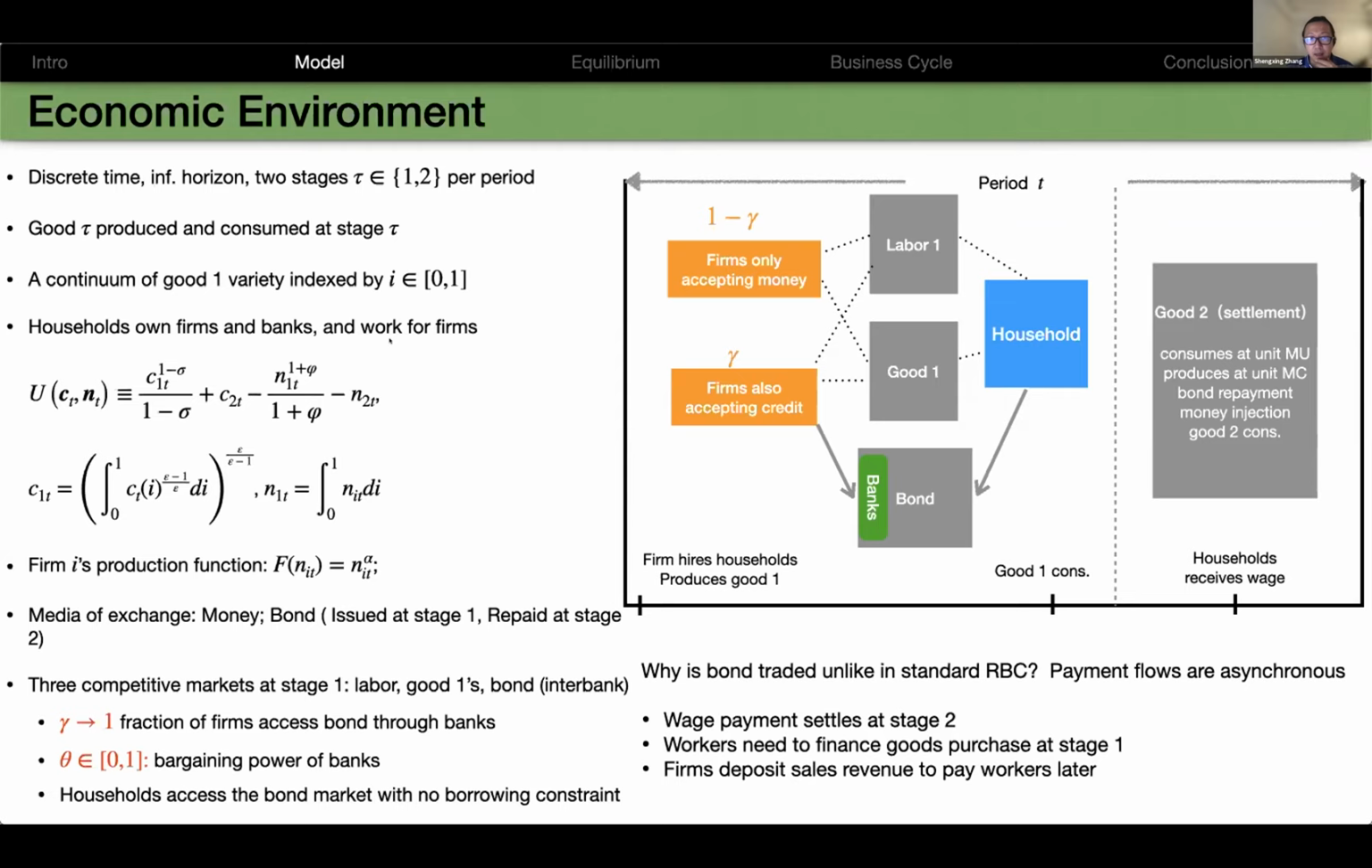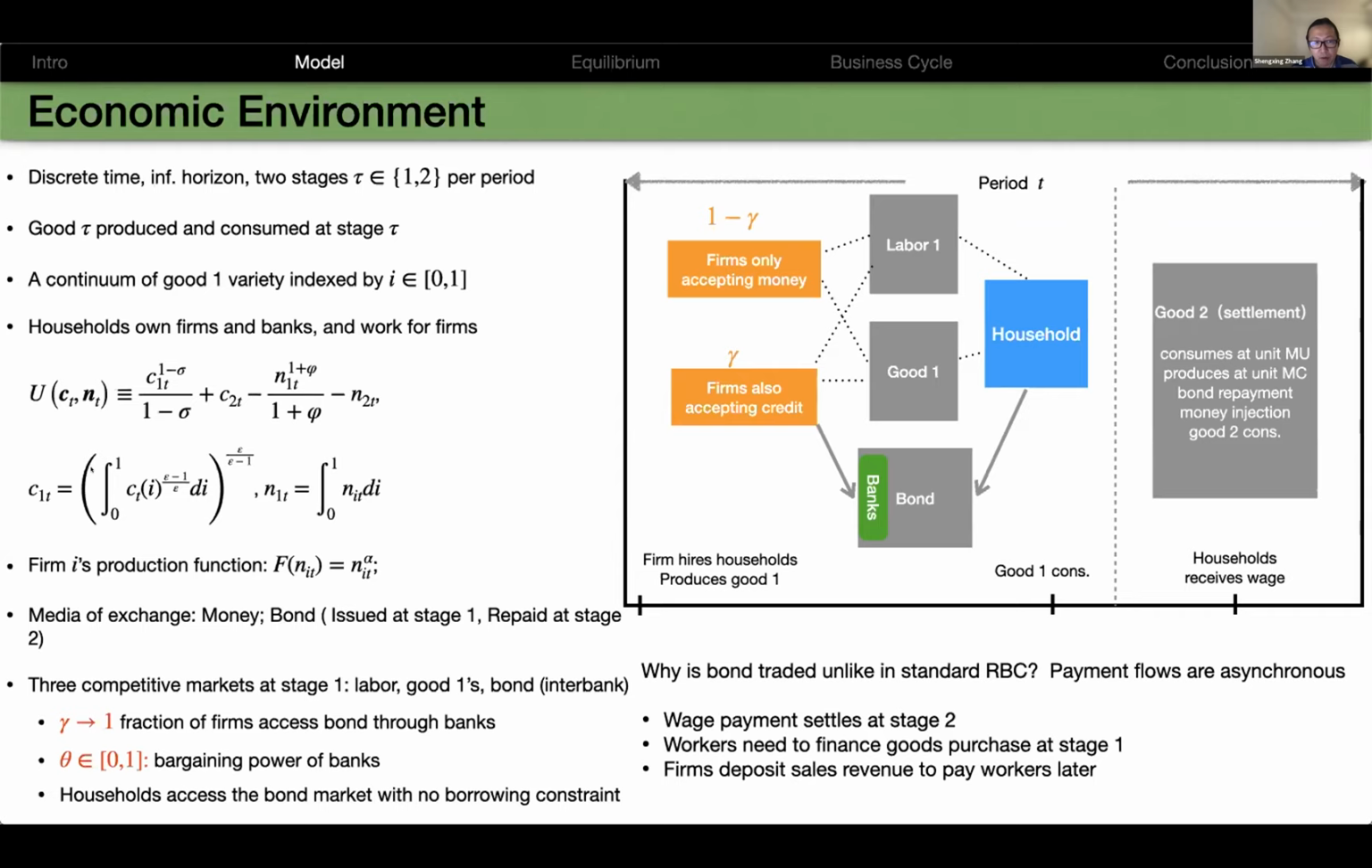The preferences of the households are standard: the CRRA utility function for consumption goods, and the disutility of labor supply is also standard. On top of the type one consumption and labor supply, there is a type two consumption good. The stage two consumption good is produced using labor in a linear fashion, so there's nothing interesting happening in the second stage. There's no gain from trade from producing stage two goods. The role of the good is just a real unit of account, and it also helps implement payment.